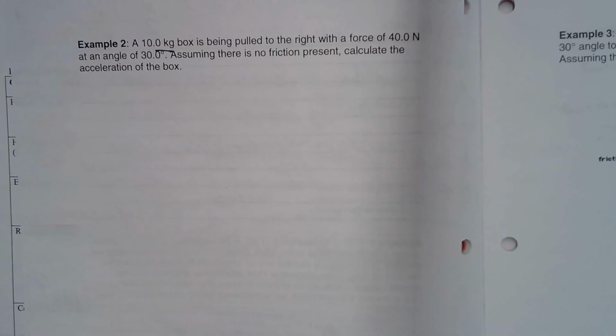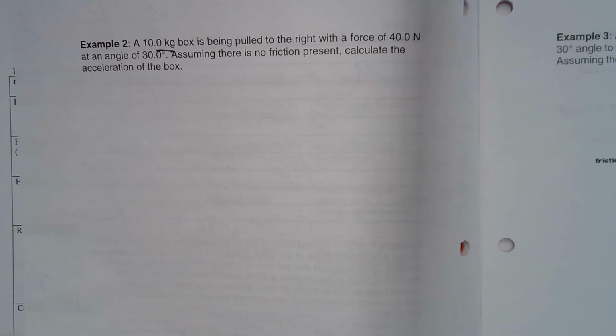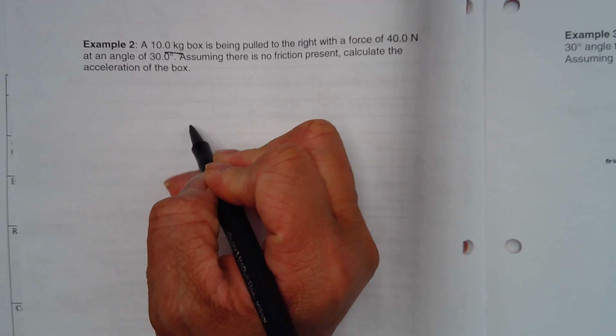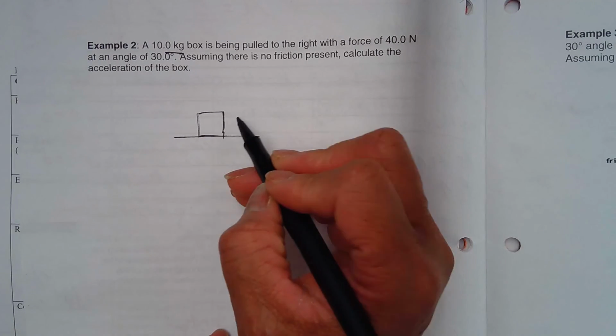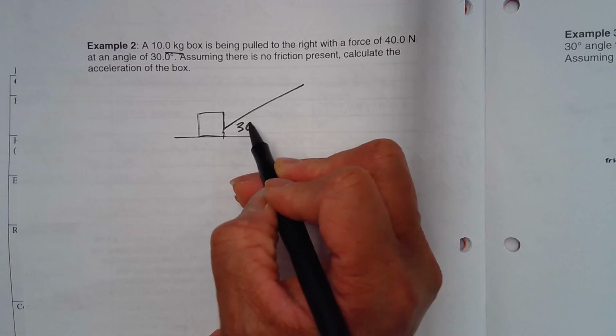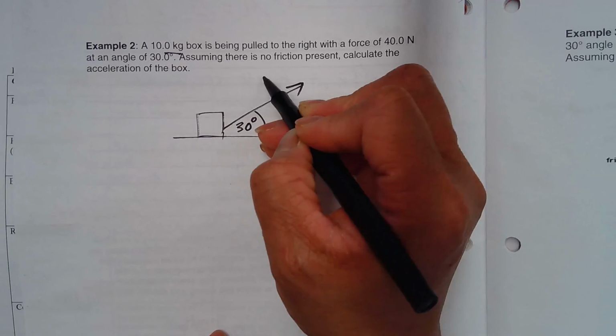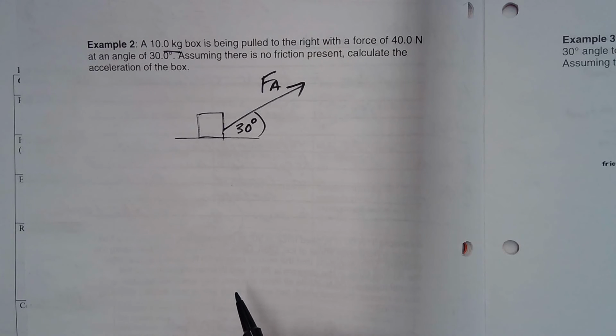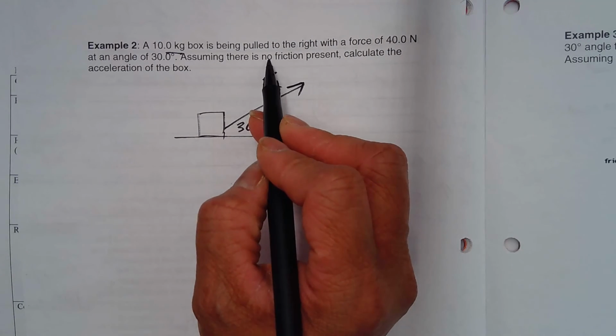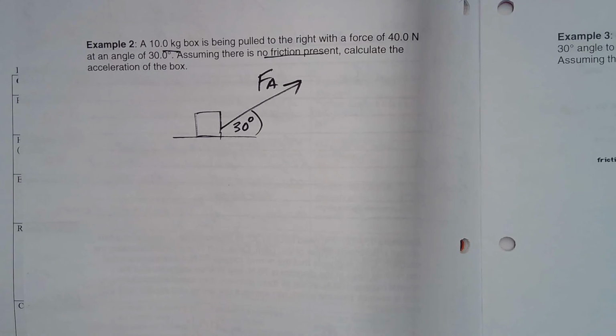A 10-kilogram box is pulled to the right with a force of 40 at an angle of 30. What's your picture going to look like? So always start with your free body diagram, okay? So this is the 30 degrees going this way. This is the applied force, okay? It says, assuming there's no friction present, calculate the acceleration of the box.